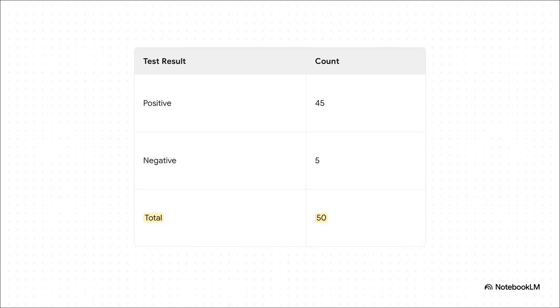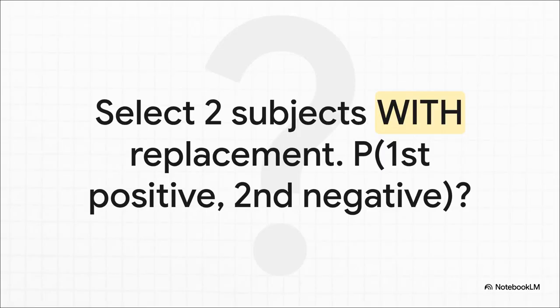Okay, let's make this real. Check out this table. Imagine we've got 50 drug test results from a group of people who use drugs. 45 of the results came back positive, 5 came back negative. We're going to randomly pick 2 people from this group. So for our first scenario, let's imagine the events are independent. How do we do that?